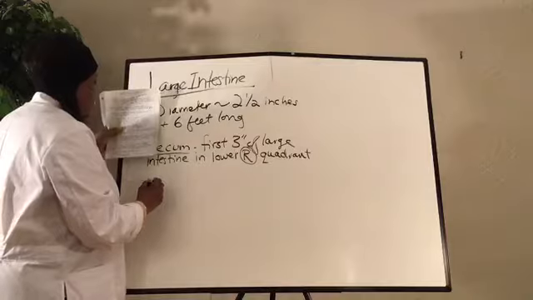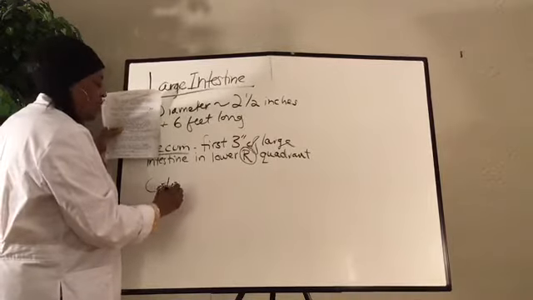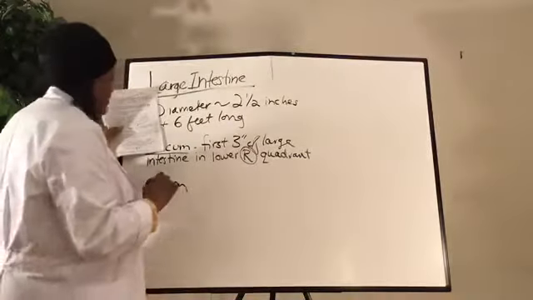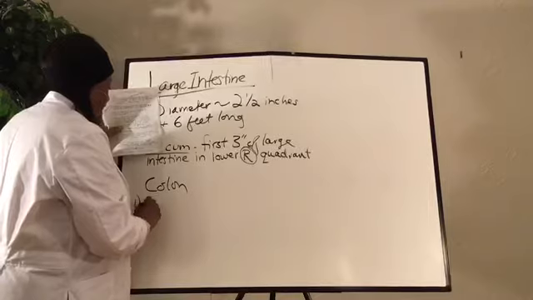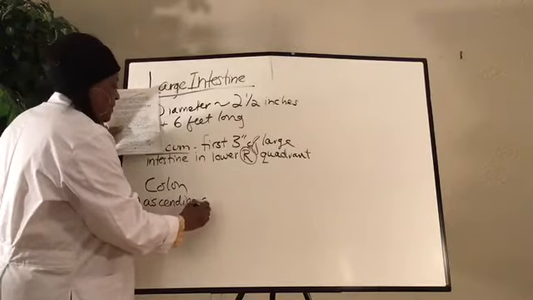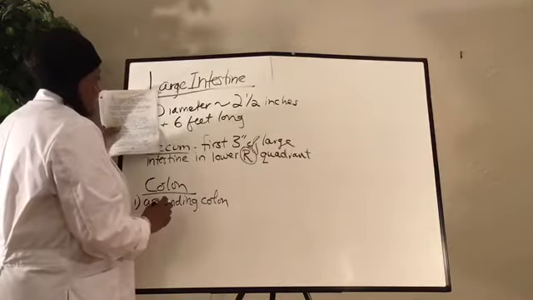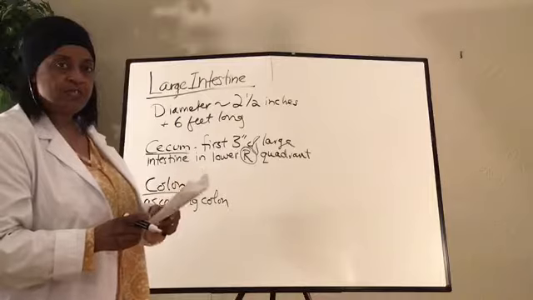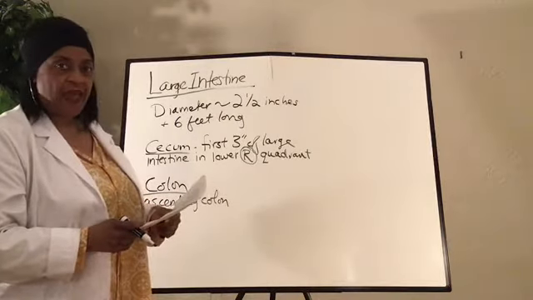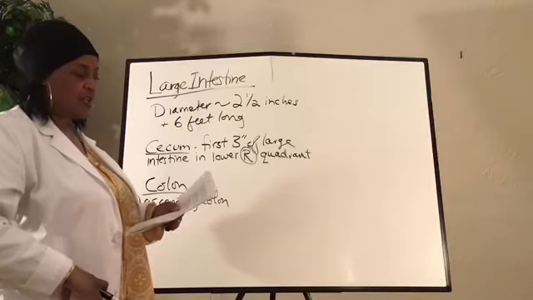So here's the colon, divided up into 4 portions. Whenever you talk about the colon, please know that you are in the large intestine, okay? So we have the ascending colon. This is in a vertical position on the right side of the abdomen. So it's on this side in a vertical position.